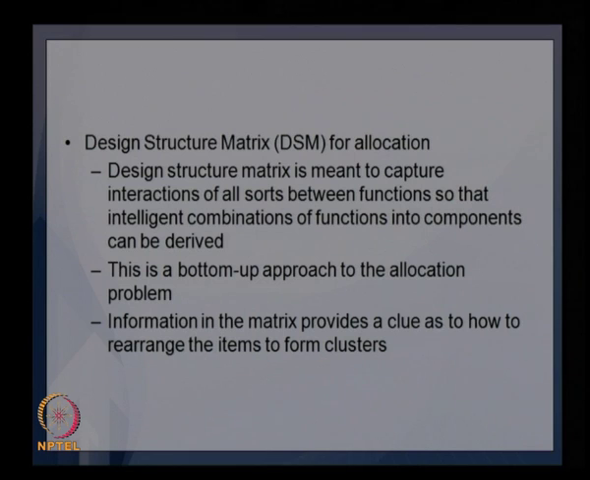We can identify the functions and components and then see what kind of interactions are needed during the design of these components, and based on that we can form some clusters. This is a bottom up approach, because we start with the components and then try to identify the clusters. That is why it is known as a bottom up approach to the allocation problem. The information in the matrix provides a clue as to how to rearrange the items to form clusters. I will take a very simple example, not a complete one, but a partially completed matrix, to show you how to use this for allocation of functions or identifying clusters.